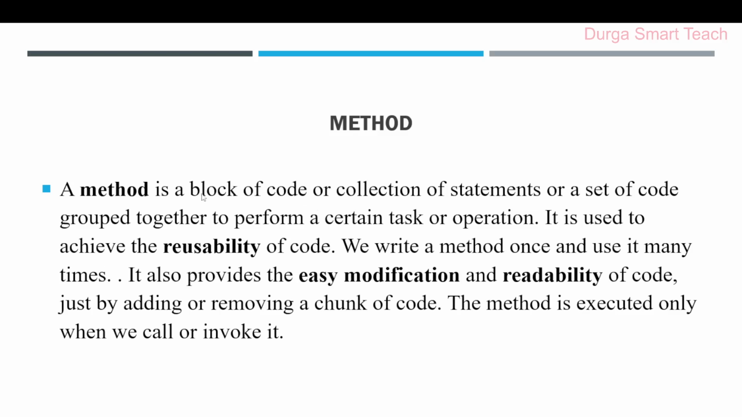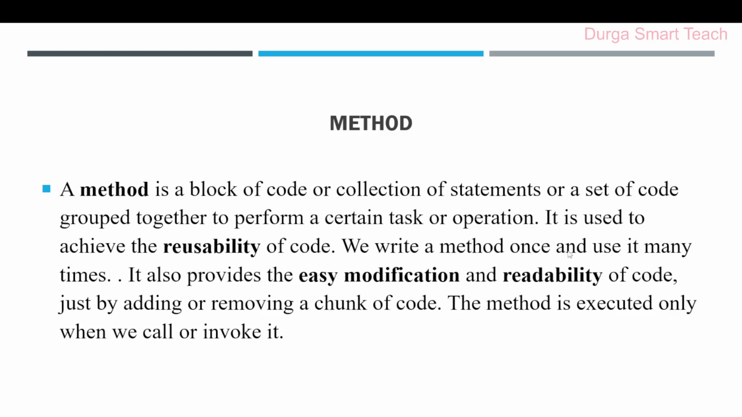Those statements, that block of code, performs a certain task or operation, and that is known as a method. In simple words, a method is a subprogram which is used to perform a specific task. We all know a block of code is within the flower braces. The flower braces are used to represent the block. That block is known as a subprogram. That subprogram performs a specific task or operation, and that block is known as a method.